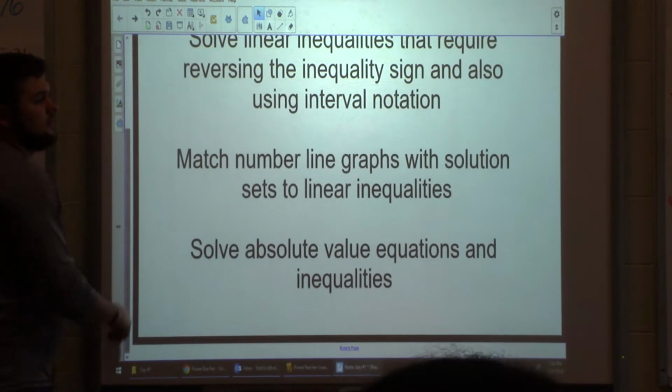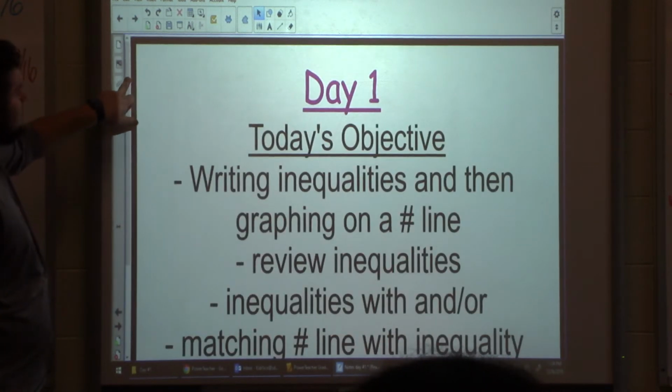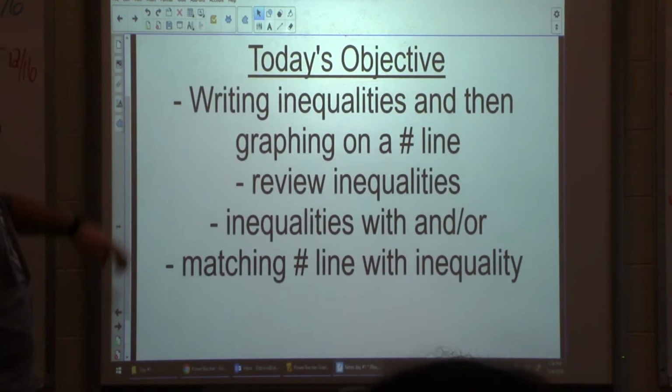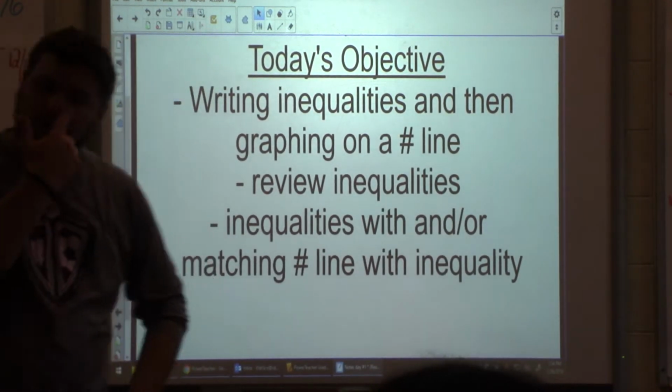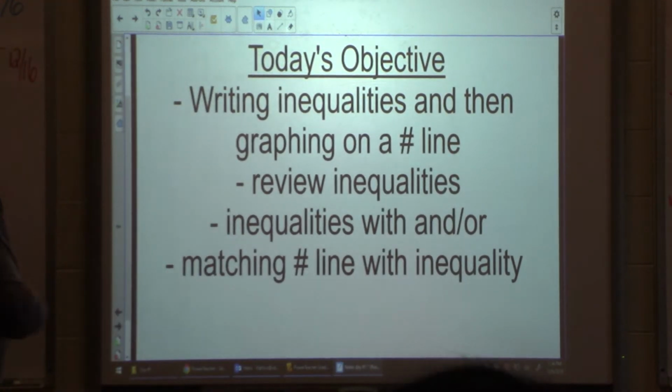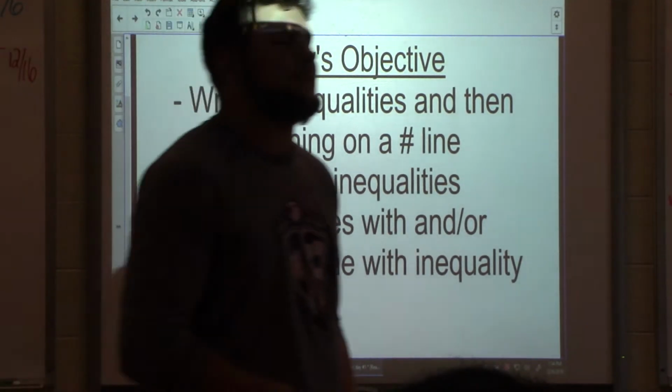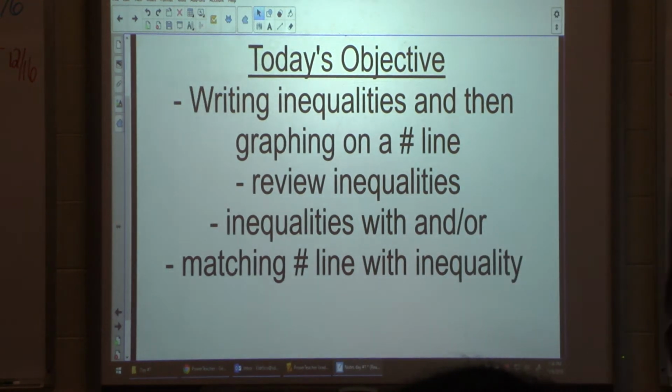A couple things we're going to do today. We are going to write inequalities and graph them on a line. We're going to review inequalities, and talk about inequalities with "and" or "or". And it says matching number lines with inequalities. What that means is we're going to write inequalities based on number lines. Should all be review. Pretty easy stuff today.